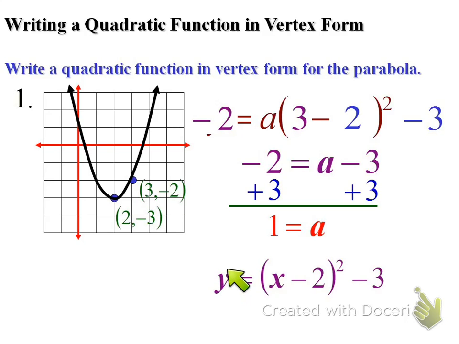Y goes back to being y. Technically, we have a 1 right here because a was 1, but we don't need to write a coefficient of 1. And then here's our h value. Remember, it's always the opposite of what's here. So if this was positive 2, make sure that it says minus 2. You need your squared, and then your k value is in the back. What are your questions on this?